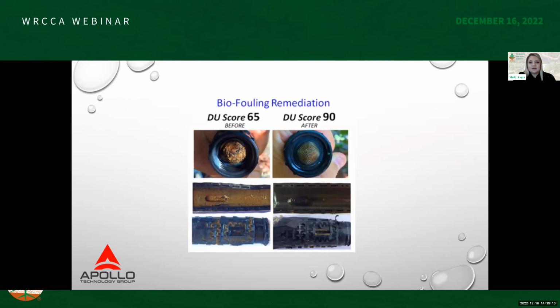So I really like this photo. Again, I'm a visual person. So if, for example, this distribution uniformity had a score of 65, you can see, I don't know if you guys ever take apart the risers. If you unscrew the riser, you can see these filters, and oftentimes they will have some slime growing up on there. So that's a great example. And then when they cut the emitter open, you can see all the biofilm on the inside and all the plugging at the emitter. They did a field clean out, retested. They got a 90 on the distribution uniformity test, which is fantastic. And you can see how clean everything is on the inside now.